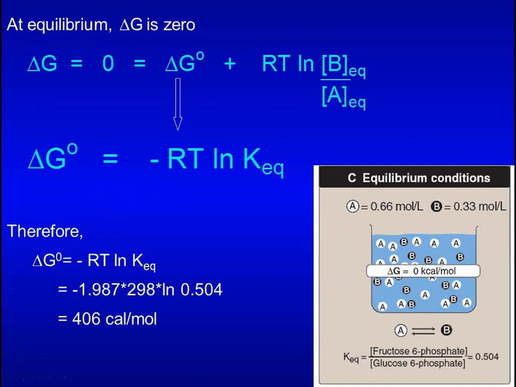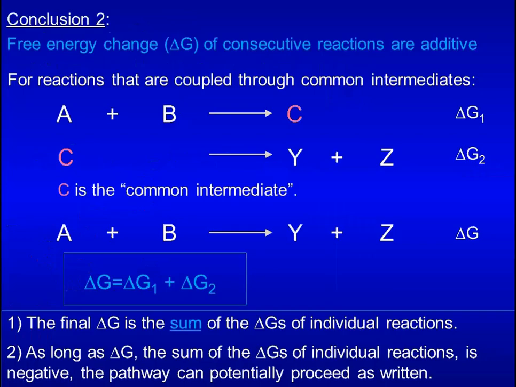Then we get delta G0. This is how we determine delta G0 in the laboratory. Second conclusion, delta G of consecutive reactions are additive.